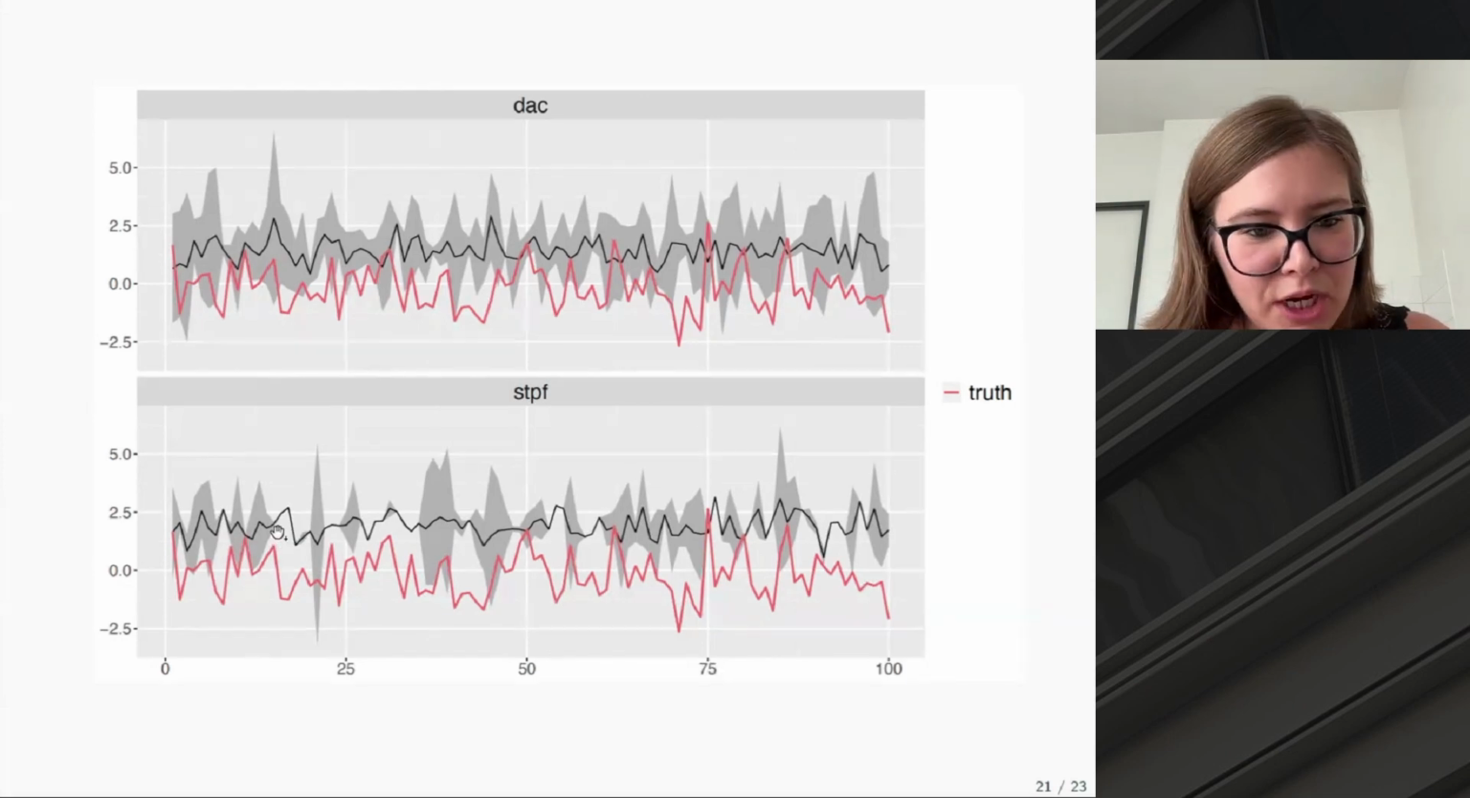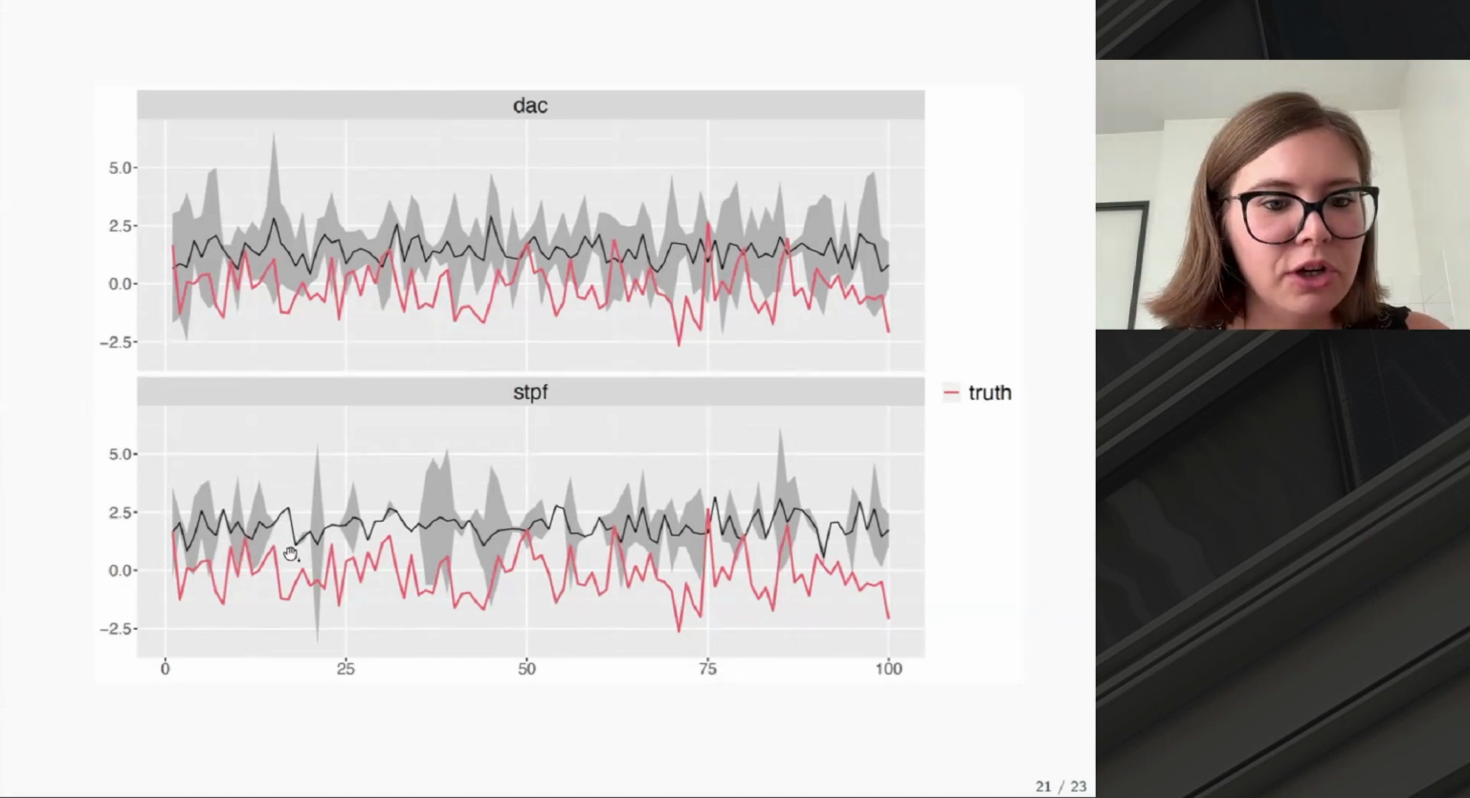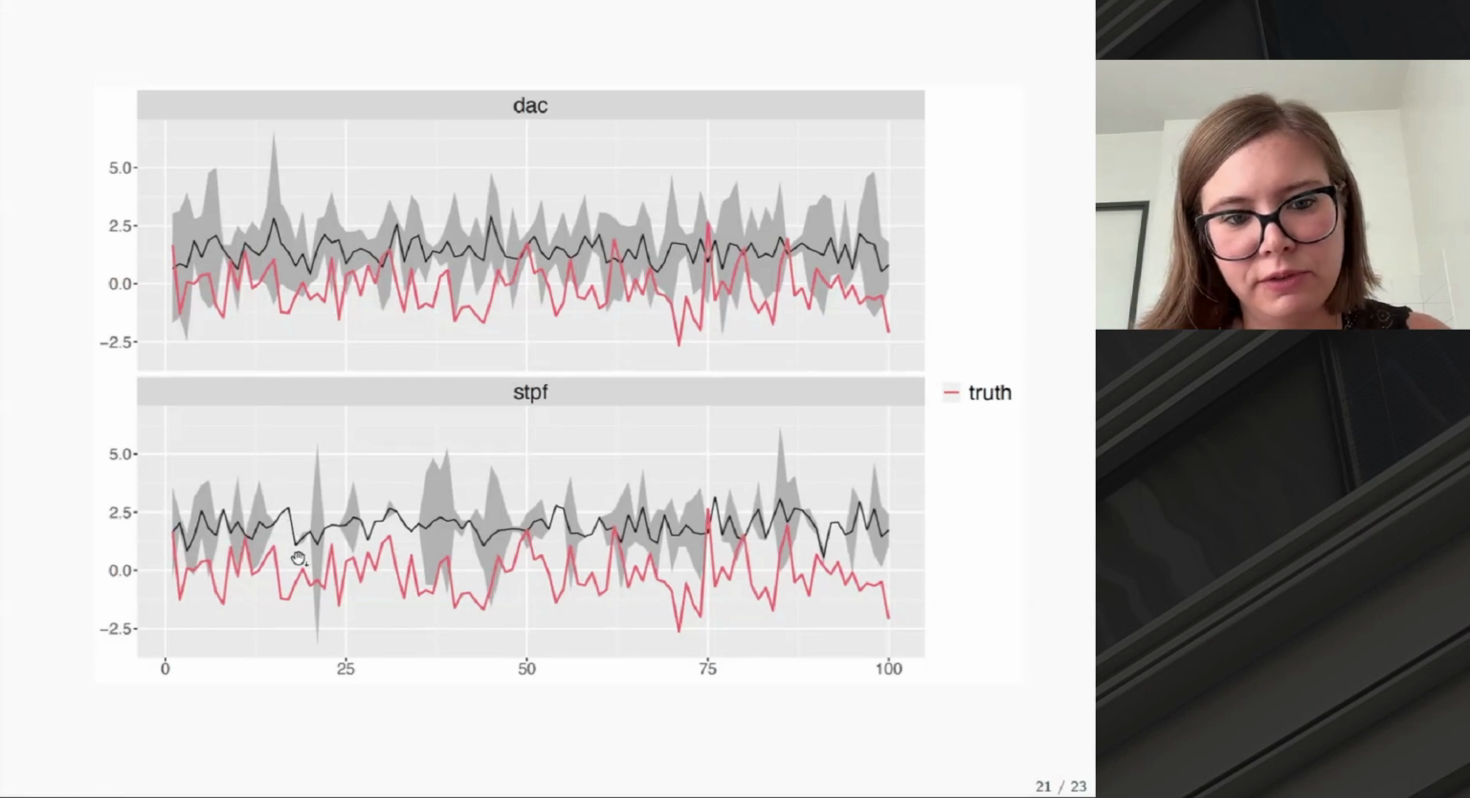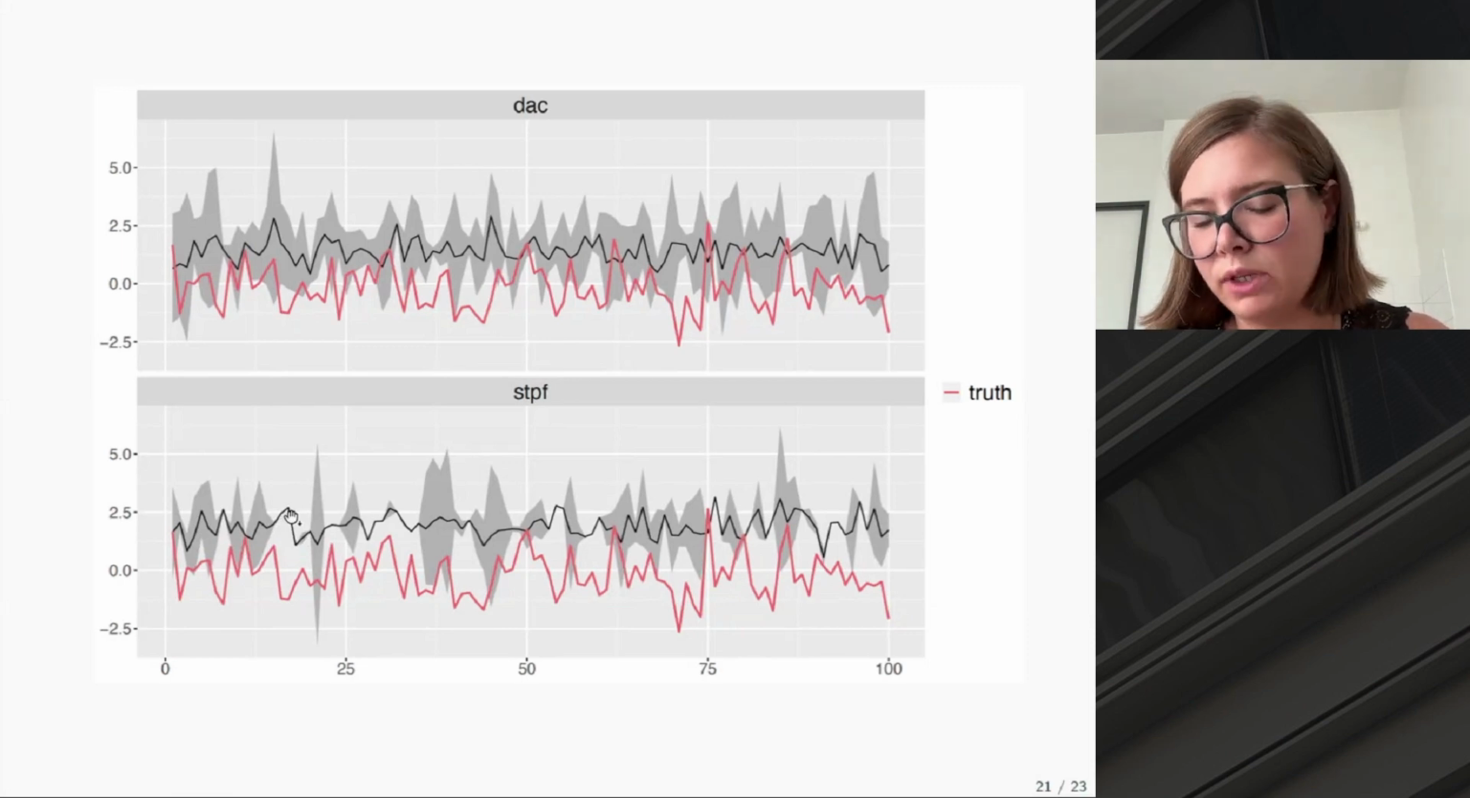Because in this case, we can observe what I was mentioning earlier, that is the collapse of the particle filter. Very often, there is no gray area because we don't have an interquartile range. Everything is equal to the mean. So we are not able to quantify uncertainty at all.